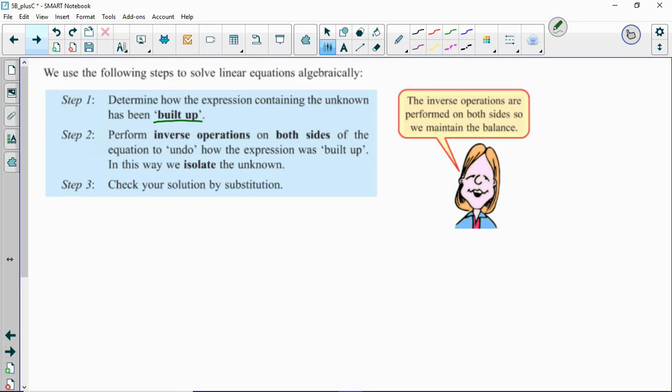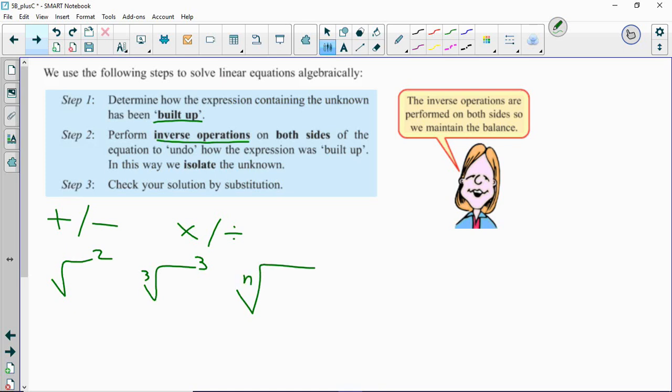Step 2, we're going to perform inverse operations. So these are things that cancel each other out. Some really popular ones are going to be addition and subtraction, and then multiplication and division. But there's also more, like if we have a square root, then we square it. Those will cancel each other out. If we have a cube root and then we cube it, or just in general, if we have an nth root and then we raise it to the power of n, those will cancel each other out. And there are more operations out there with inverses, but I think that's a good place for us to start.